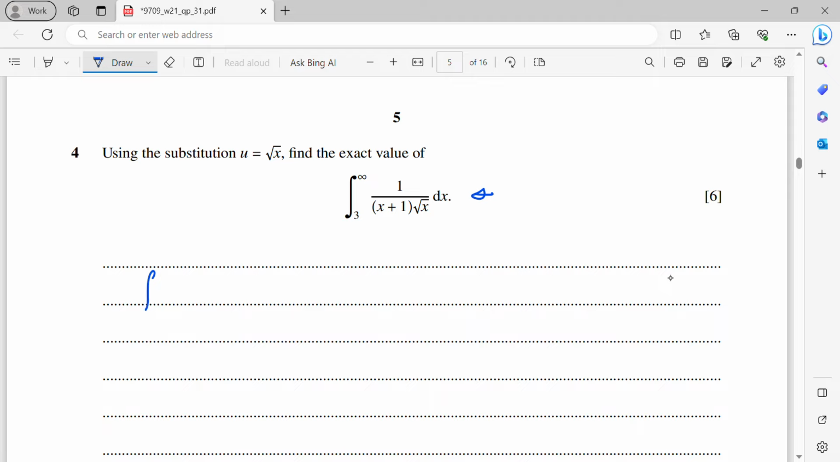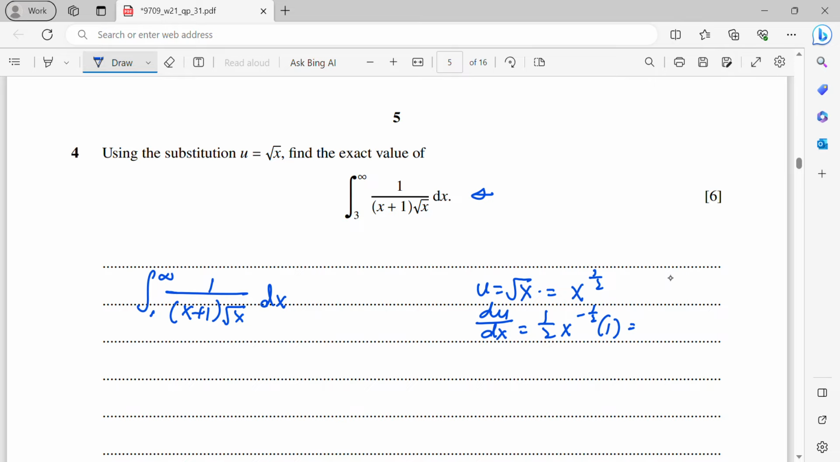So now integrate from 1 to infinity 1 over (x plus 1) times square root x dx. And you are given u equals square root x. So this is basically x to the power half, where I need to get du/dx, right? You bring down the half, x with degree half minus 1, which is negative half. Differential of x is 1. Therefore, you are getting 1 over 2 square root x.